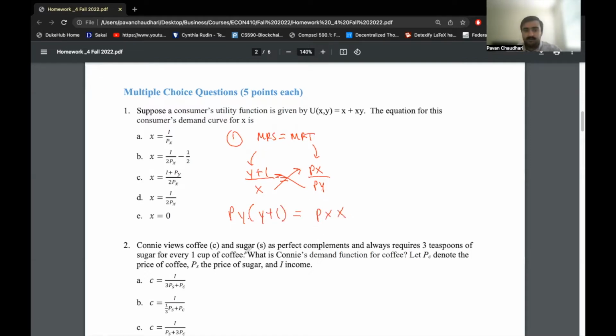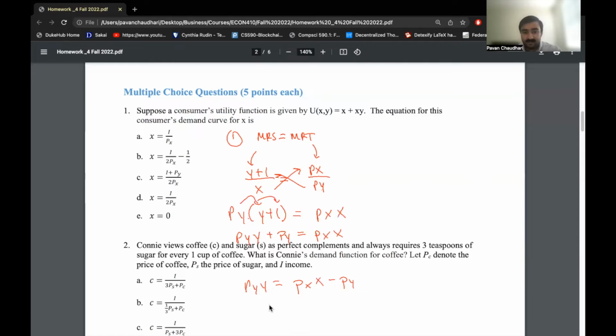And so now we have a choice to make, right? We can either solve for y or we can solve for x. But we want to end up with the demand curve for x, so we should solve for y in this step. So what I'm going to do is distribute the PY. So we have PY y plus PY equals PX x. Then we'll subtract the PY to the other side. So PY y equals PX x minus PY.